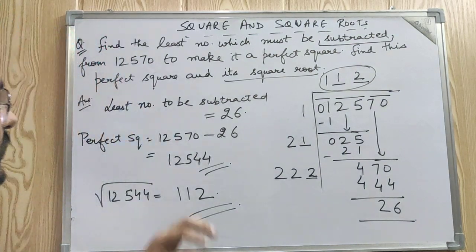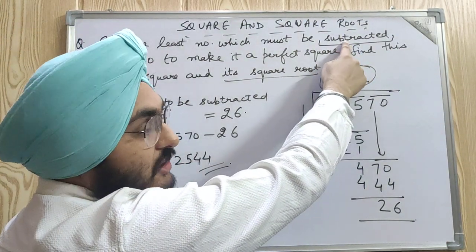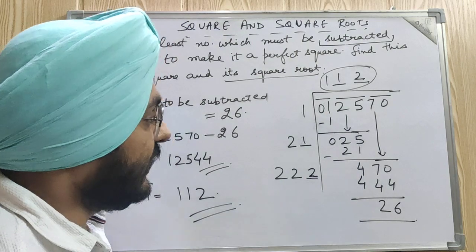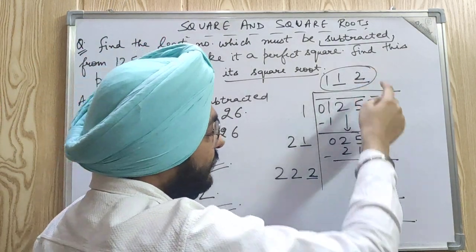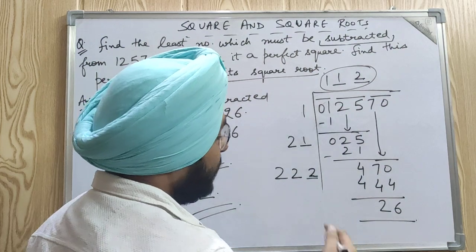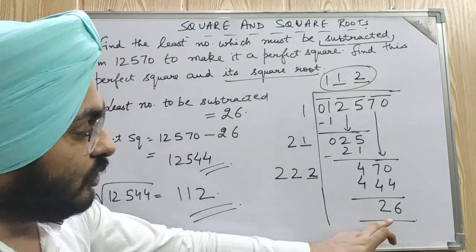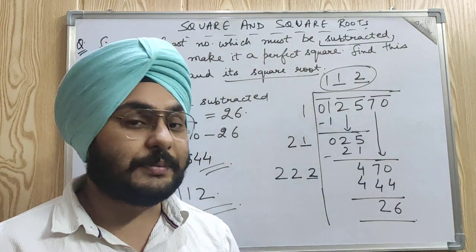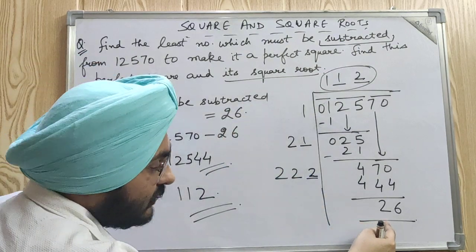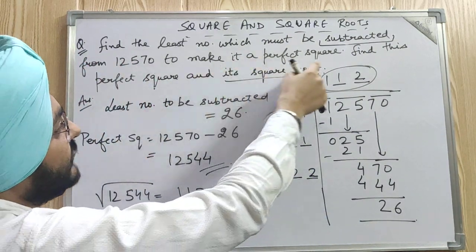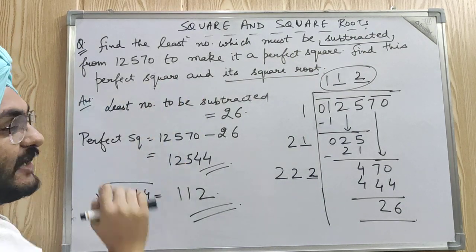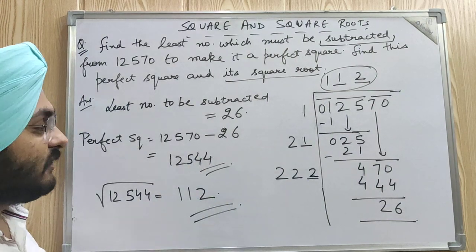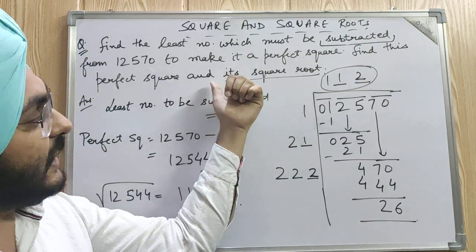So in my opinion, this will be clear. Again I am explaining here. In the case of addition or subtraction, first we have to do the long division of the given number. On doing the long division, I have got the quotient as 112, basically this one, and the remainder is 26 here. The remainder which we get is the least number to be subtracted here. So the least number to be subtracted is the remainder, that is 26. But next it says find the perfect square. So the perfect square will be what? We have to subtract this number from the given number. On subtracting, what will we get? 12544. And next it says and its square root.